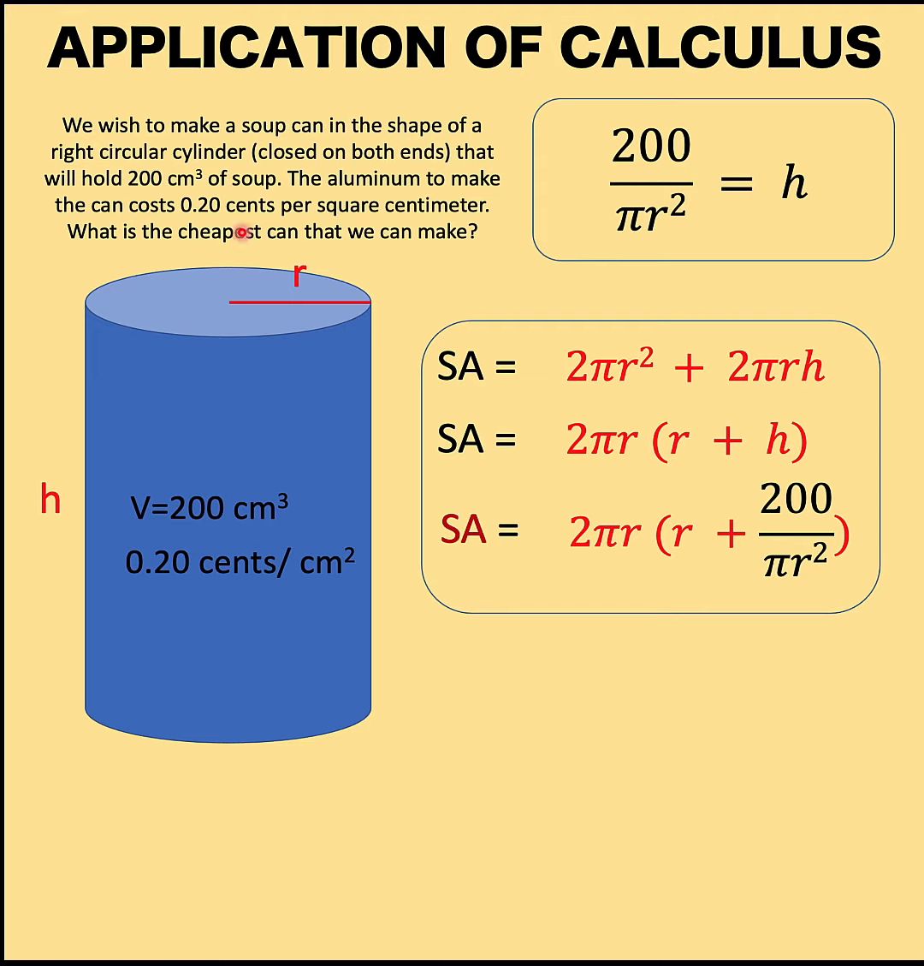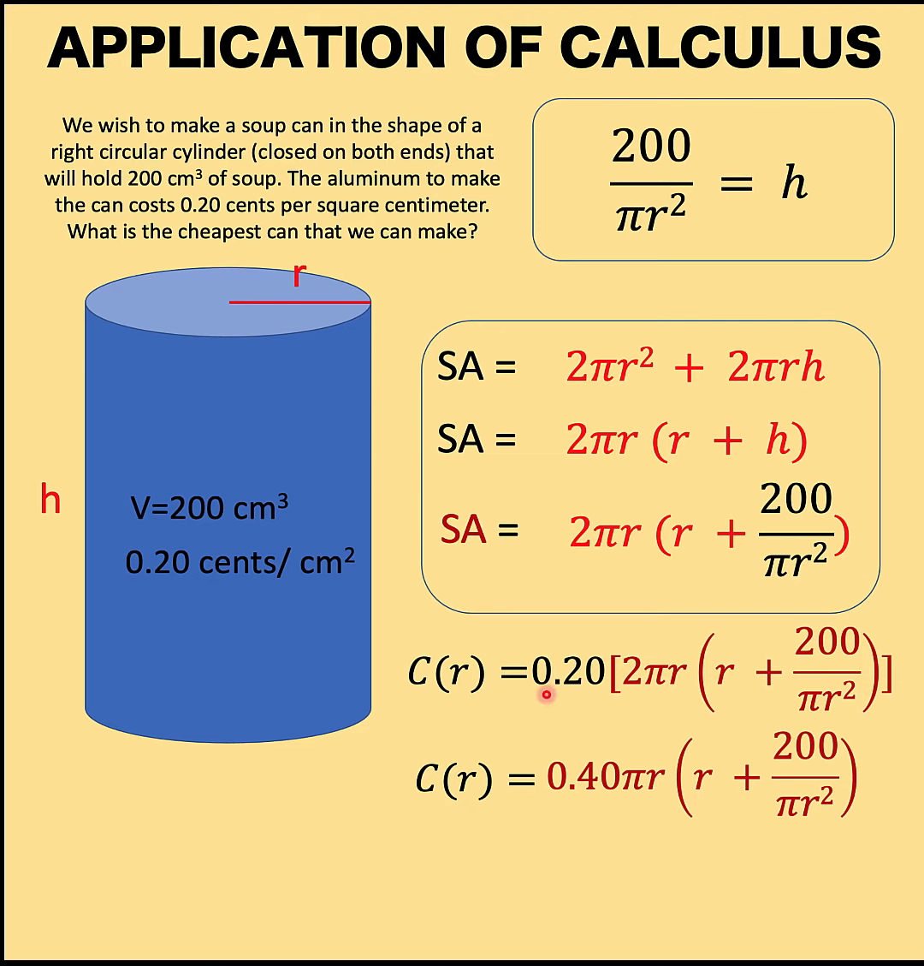And the cost of that aluminum is 0.20 cents per square centimeter. So let's multiply now the surface area by 0.20 to get our cost function in terms of the variable r, or the radius. So in here, we would like to find what is the radius of this can that can give us the cheapest possible can. Let's simplify this first by multiplying 0.20 times 2 pi r to arrive at this equation.